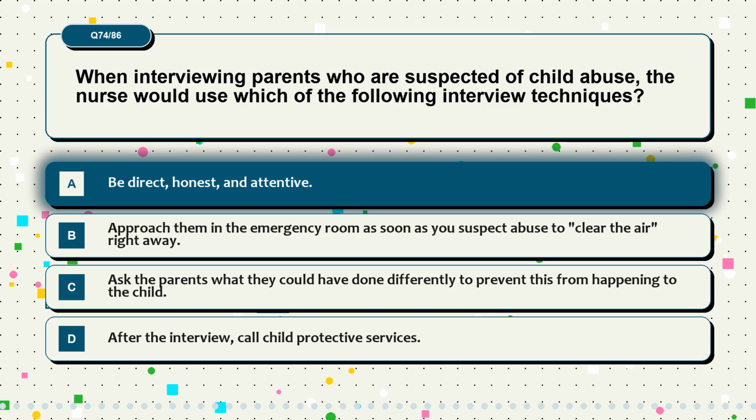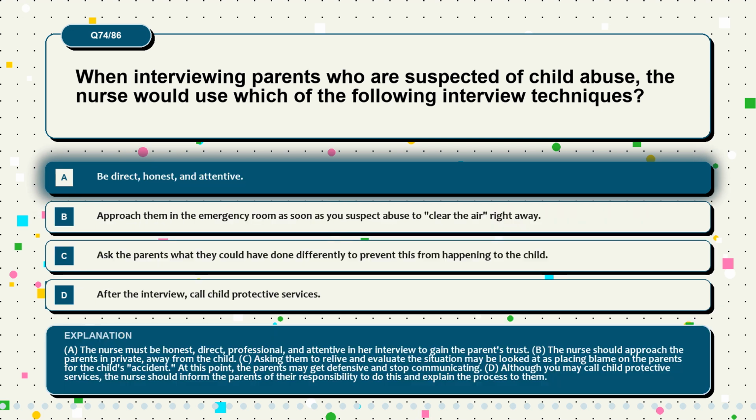The correct answer is option A. Be direct, honest, and attentive. The nurse must be honest, direct, professional, and attentive in her interview to gain the parents' trust. B. The nurse should approach the parents in private, away from the child. C. Asking them to relive and evaluate the situation may be looked at as placing blame on the parents for the child's accident. At this point, the parents may get defensive and stop communicating. D. Although you may call Child Protective Services, the nurse should inform the parents of their responsibility to do this and explain the process to them.